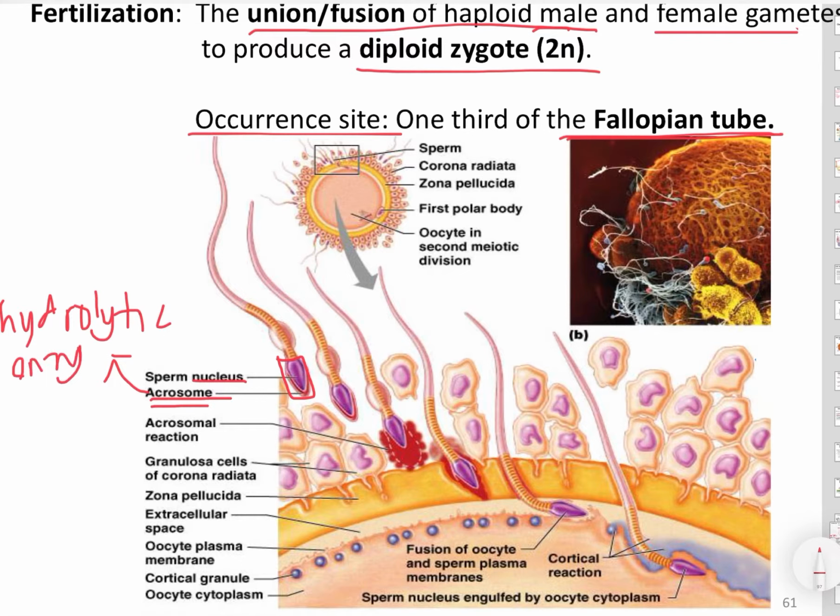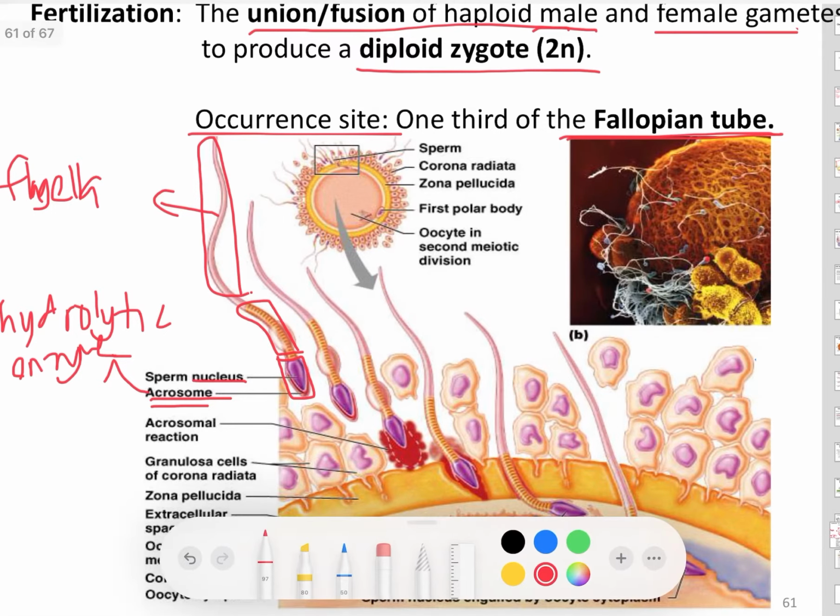And then after the head we have the neck, and after the neck we have the middle piece. In the mid piece here we have the mitochondria, which supply the energy for the tail to be moved. Inside the tail of the sperm we have the flagella that will be used to move the sperm. Okay, that is the structure of the sperm.